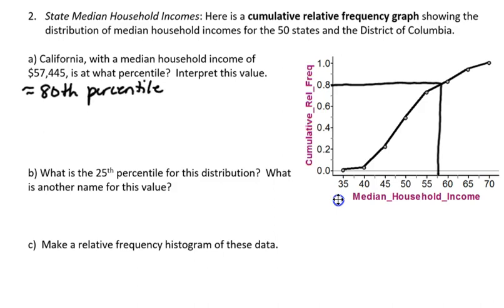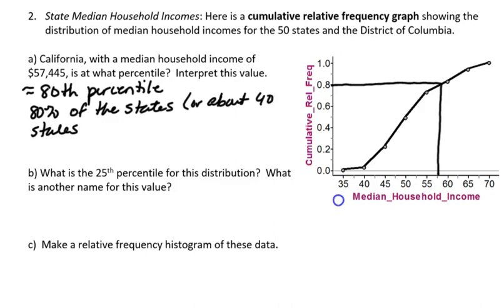Okay, what does this mean in the context of the problem? It means 80% of the states, or about 40 states, had median household incomes lower than that of California.